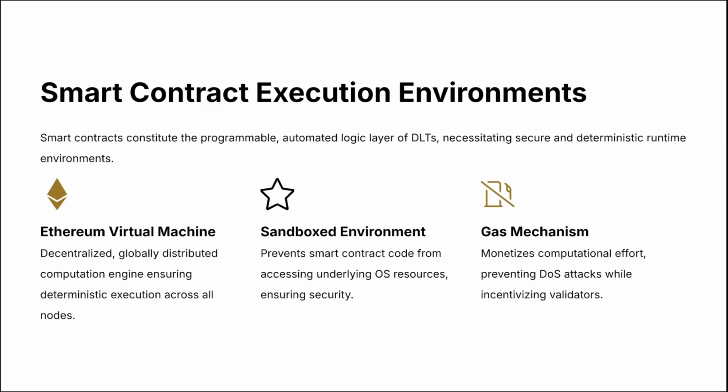Finally, in the EVM, we have this concept of gas mechanism. Every operation a smart contract performs has a cost paid in gas. This serves 2 key purposes. It limits computation to prevent abuse, like denial of service attacks, and also incentivizes validators to process transactions and maintain the network. Together, these elements create a secure, efficient, and also predictable foundation for decentralized application logic.